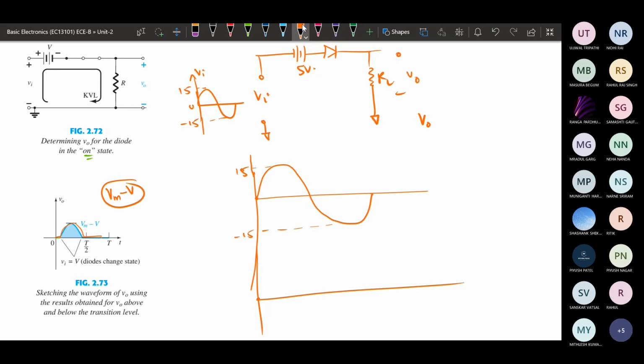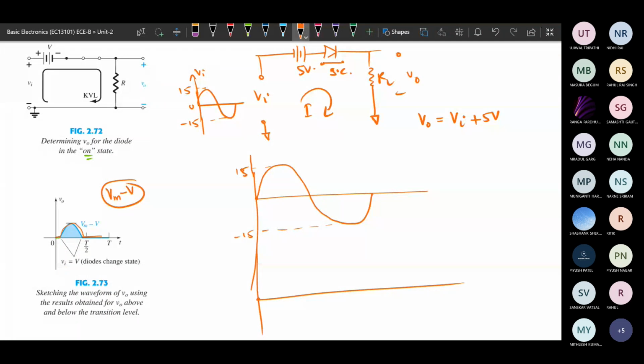In that case, the output will be Vi plus 5 volt. If it is on, it acts as a short circuit, some current will be flowing, and we apply the KVL. If we apply the KVL, we get that the output voltage is V input plus 5 volt.